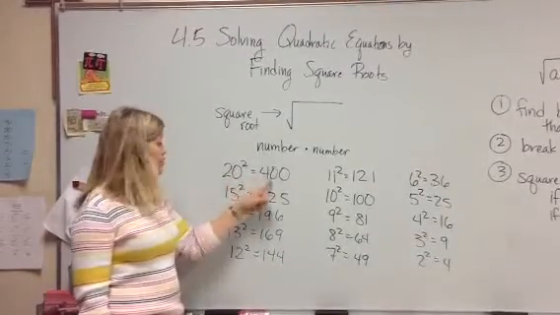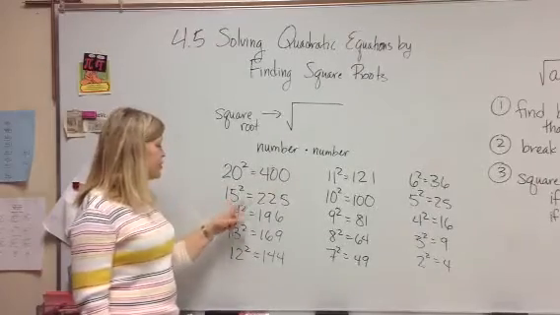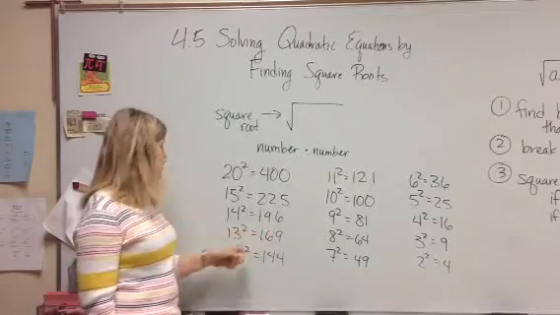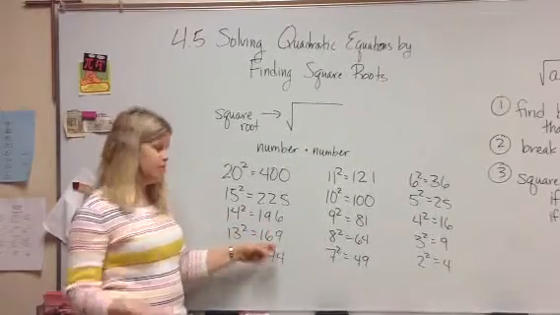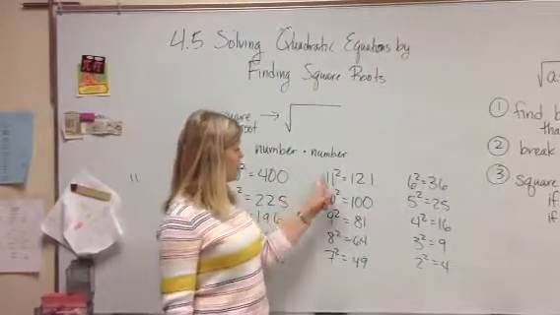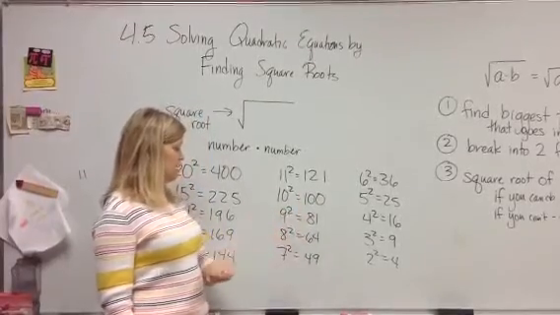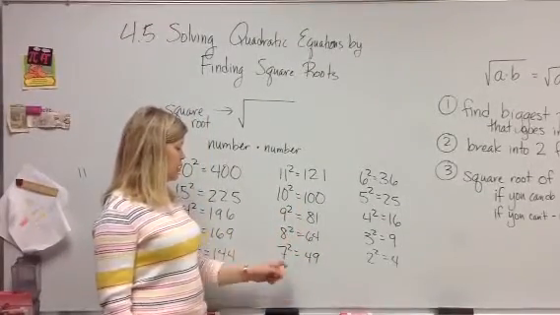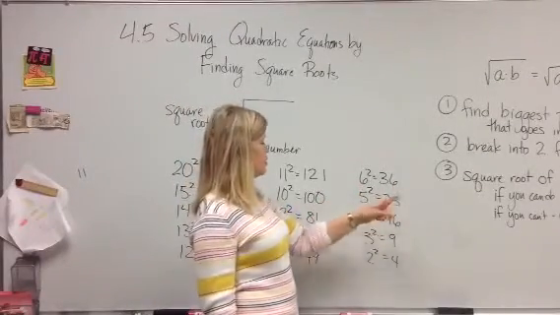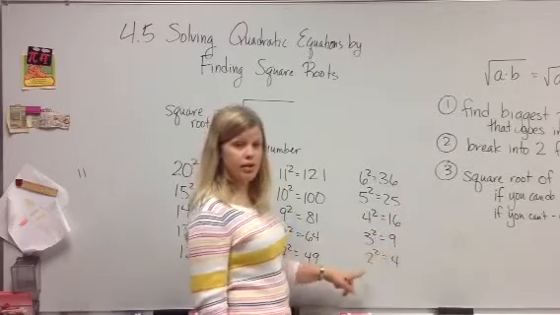20 squared is 400. In other words, 20 times 20 is 400. 15 squared, 225. 14 squared, 196. 13 squared, 169. These numbers might be getting more familiar. 12 squared, 144. We also have 11 squared, 121. 10 squared, 100. 9 squared, 81. 8 squared, 64. 7 squared, 49. 6 squared is 36. 5 squared, 25. 4 squared is 16. 3 squared is 9. And 2 squared is 4.